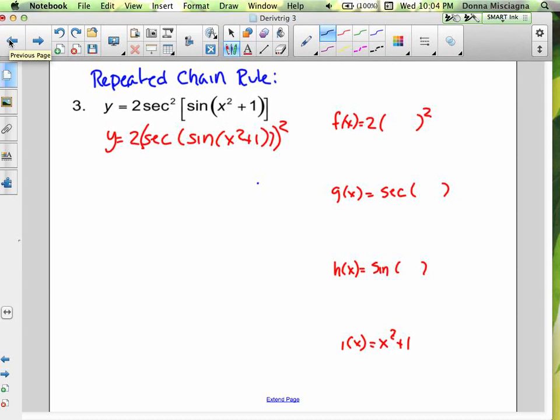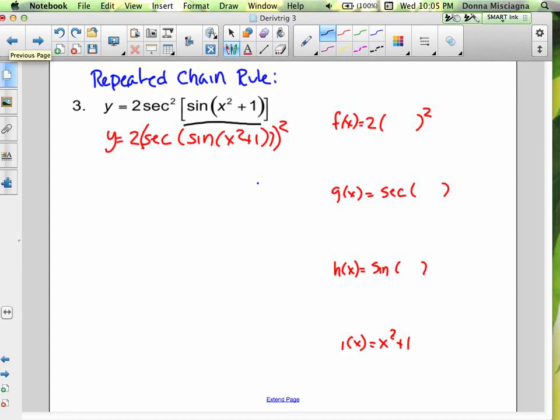So the outermost part, when I rewrite it, you don't notice it as much at first, and actually it kind of looks like a product rule, right? You might think, oh, I've got secant squared times sine x squared plus 1. And the clue that it's not secant squared times sine x squared plus 1 is that secant can't stand alone. You've got to take the secant of something. And this is what you're taking the secant of, that whole thing there, all right?